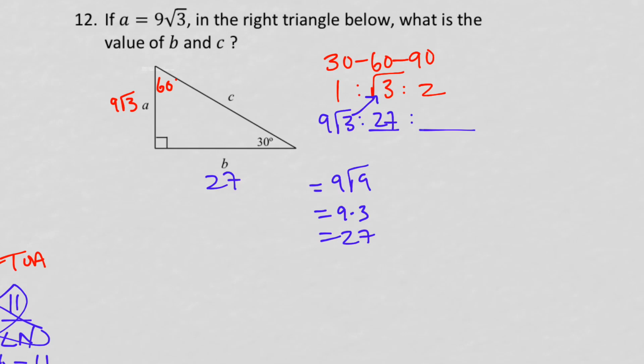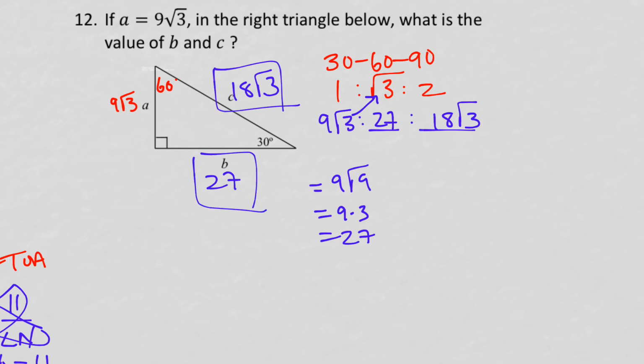To finish, if I want to find this c here, this is the hypotenuse. And we learned with this special right triangle that the hypotenuse is always double the length of the short side. So here, if the short side is 9 radical 3, if I double this, in other words, take 9 radical 3 and multiply it by 2, 9 times 2 is going to be 18 radical 3. So I can very quickly find this other missing side, and I found b and c using special right triangles.